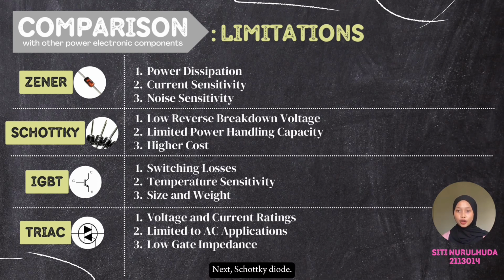Next, Schottky diode. The first limitation of Schottky diode is low reverse breakdown voltage. This makes them less suitable for applications that require high reverse breakdown voltage.